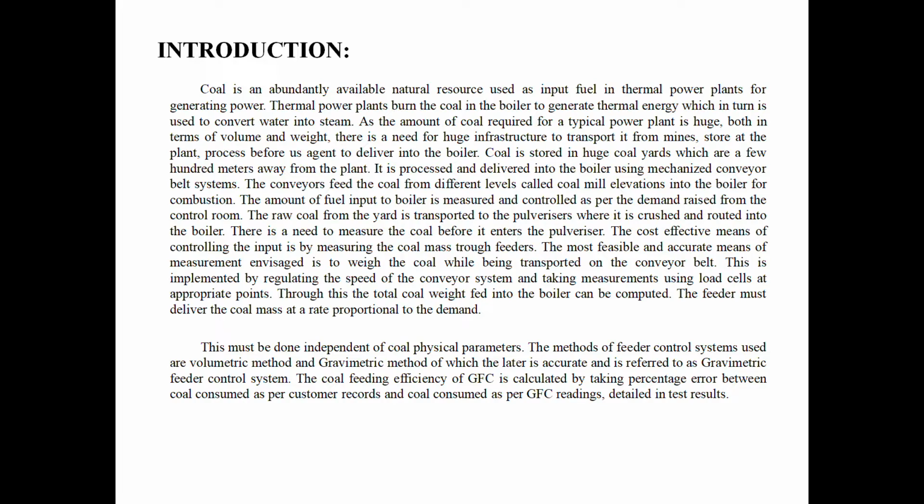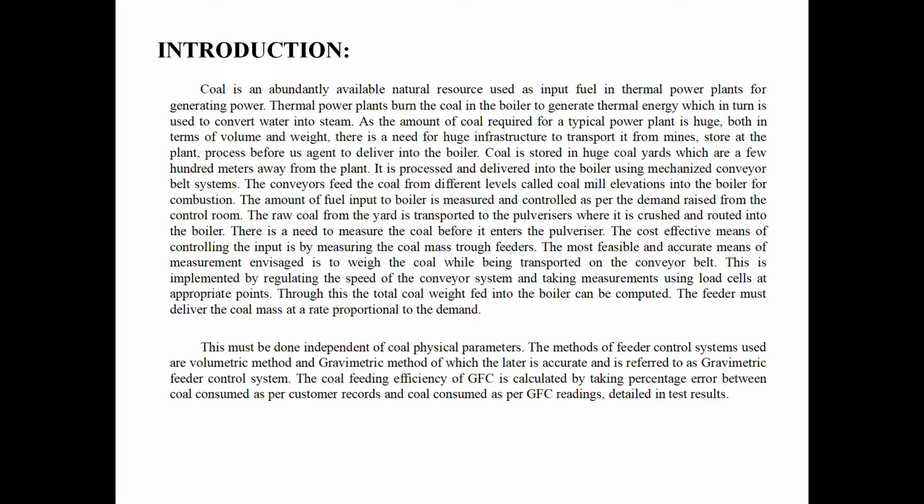Introduction. Coal is an abundantly available natural resource used as input fuel in thermal power plant for generating power. Thermal power plants burn the coal in the boiler to generate thermal energy which in turn is used to convert water into steam. As the amount of coal required for a typical plant is large, both in terms of volume and weight, there is a need for huge infrastructure to support it.